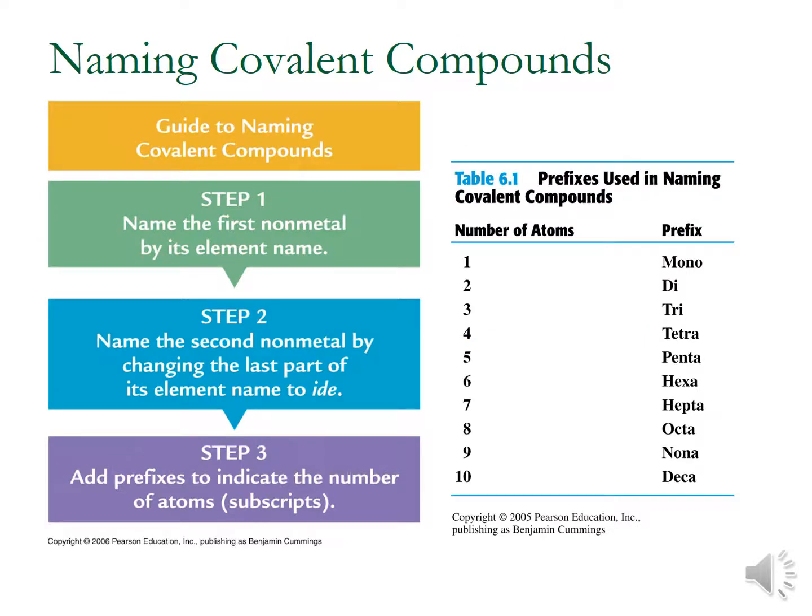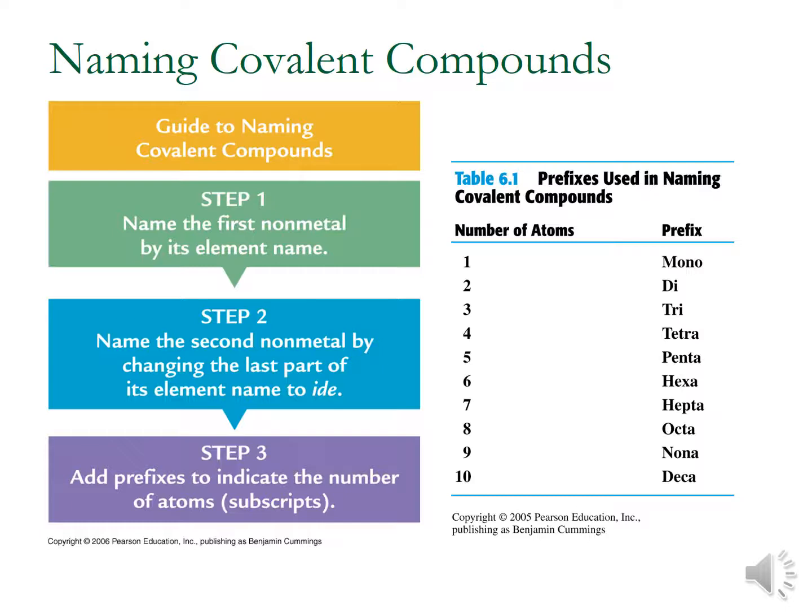Naming a covalent compound, here's the guide for that. We simply name the first nonmetal by its element name, and then name the second nonmetal by changing the last part to "ide." It sounds familiar to ionic. The only difference is we also add prefixes to indicate the number of atoms. So if there are subscripts, then we need to have prefixes to indicate the number of atoms.